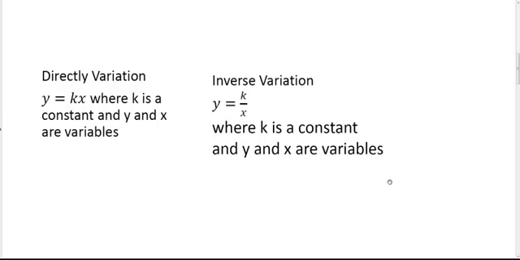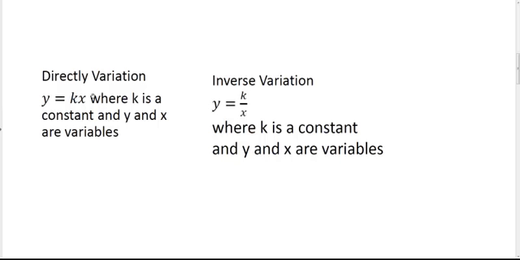Our direct variation equation is y equals kx, where k is a constant and y and x are variables. You can remember k as a constant because constants start with a k. Inverse variation is y equals k over x, where k is a constant and y and x are variables. And again, we look at both of these.